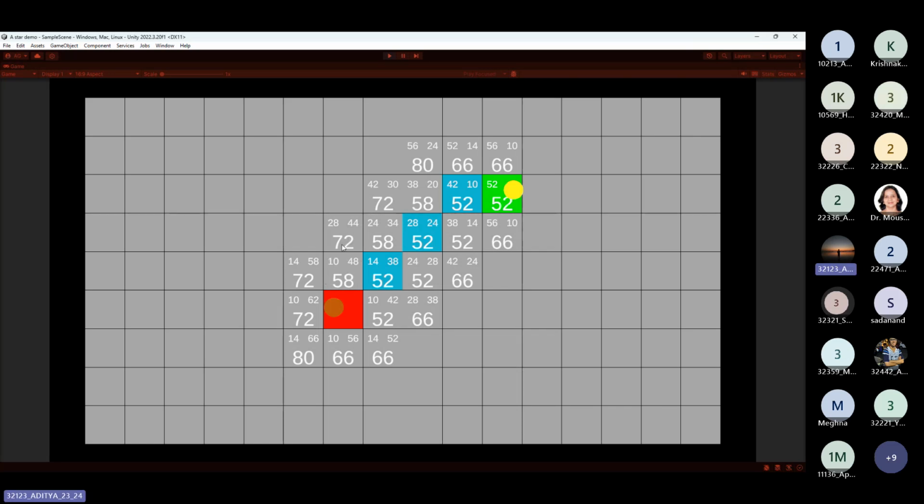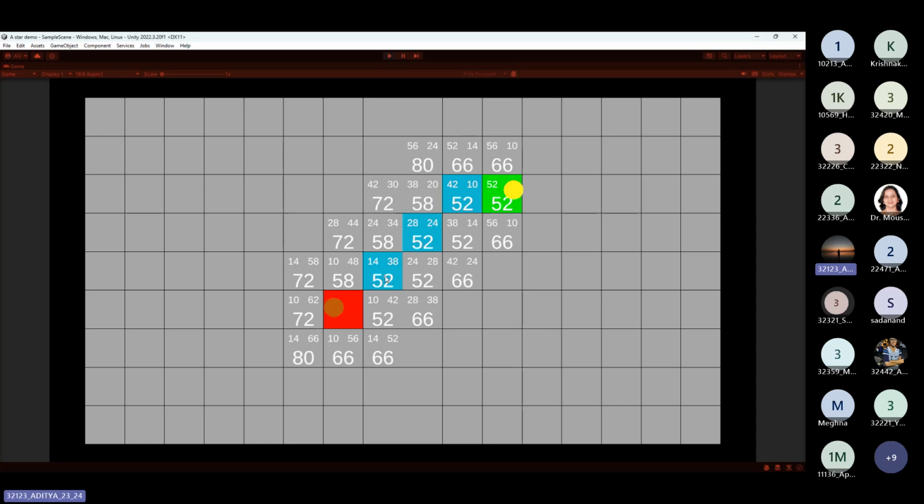So what the A-star algorithm does is it looks at the neighbors of the current node and it chooses the neighbor with the lowest F cost to move ahead. Now, as you can also see here, there are two nodes with the same F cost. Here the F cost is 52 and here also the F cost is 52.